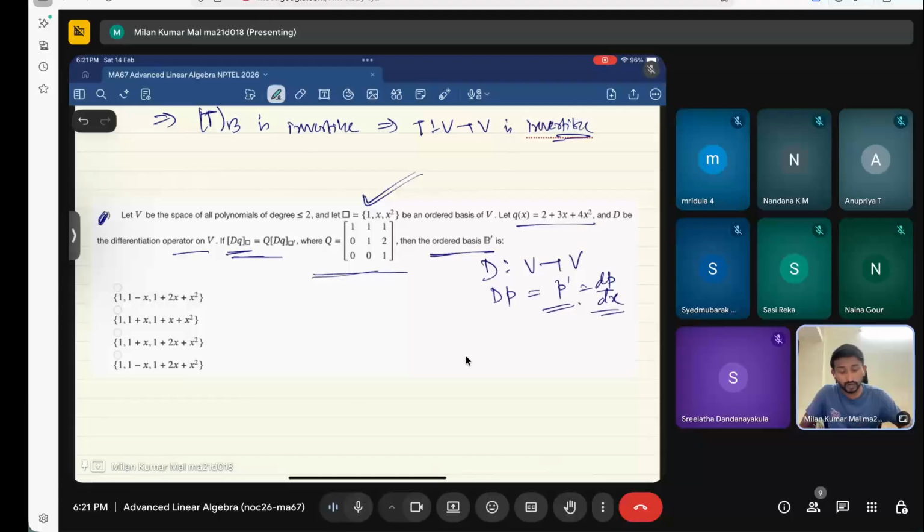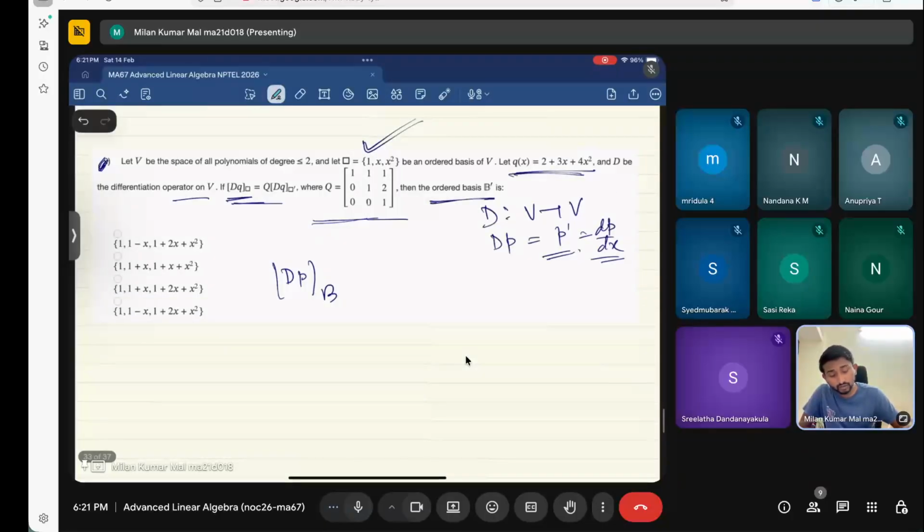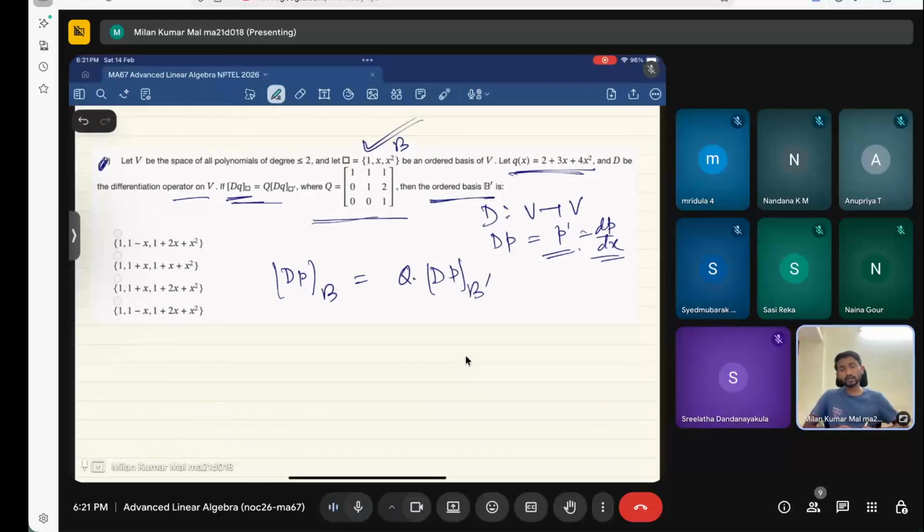This is the question. So what is the question? We have Dp, where p is a given fixed polynomial, and the matrix representation of Dp with respect to ordered basis B is equal to Q into the matrix representation of Dp with respect to some other ordered basis B dash, and Q is this matrix. Then what is the other ordered basis B dash? This is what we have to find.